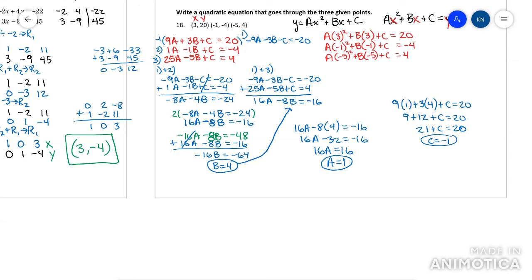Once I know a, b, and c, your answer is an equation. So you go plug it into this right here. So it looked like this. Y equals ax squared plus bx plus c. Just like that. So I hope this video helped.